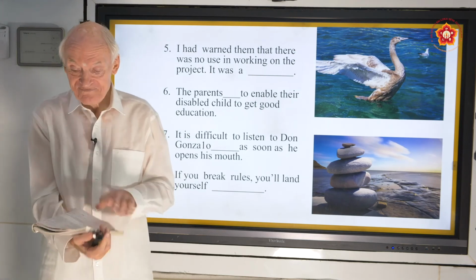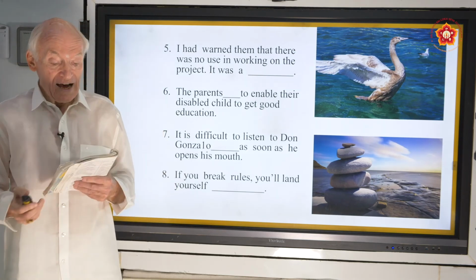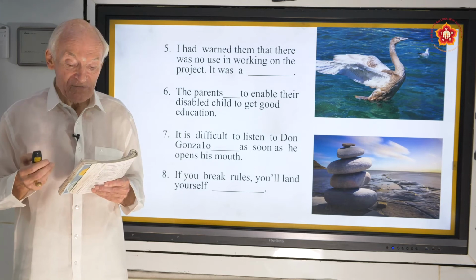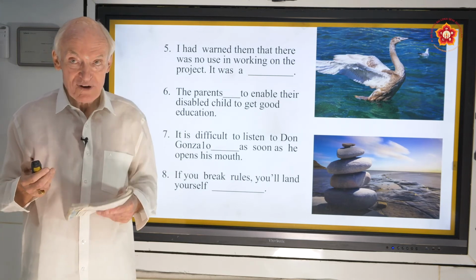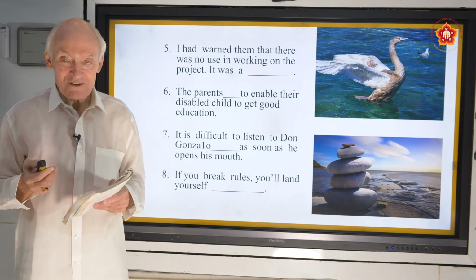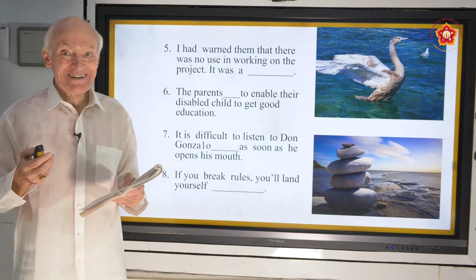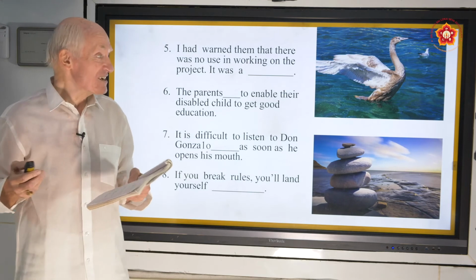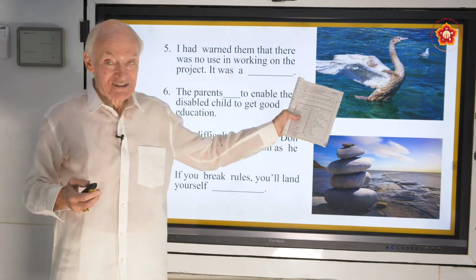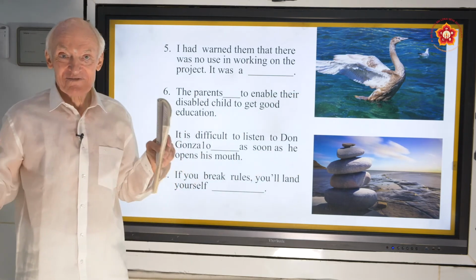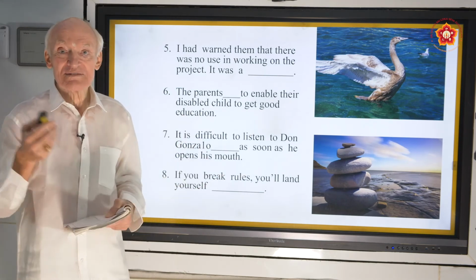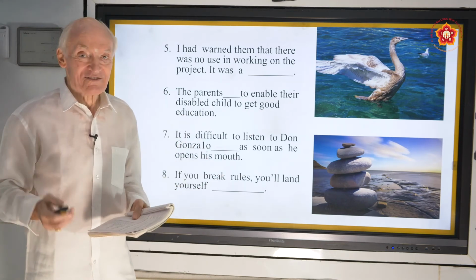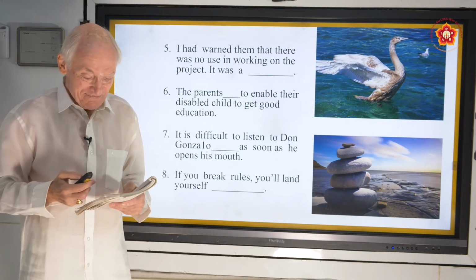Number 5. I had warned them that there would be no good end to the project. All right? It was a wild goose chase because the project was never organized properly. They were just chasing a wild goose. You can see the wild goose here, okay? It lands, it flies, it goes anywhere it wants to. It doesn't even go with the rest of the geese. You can't chase this wild goose.